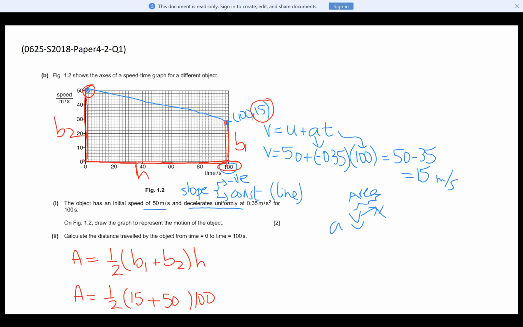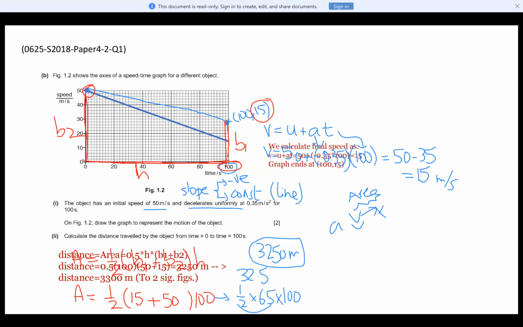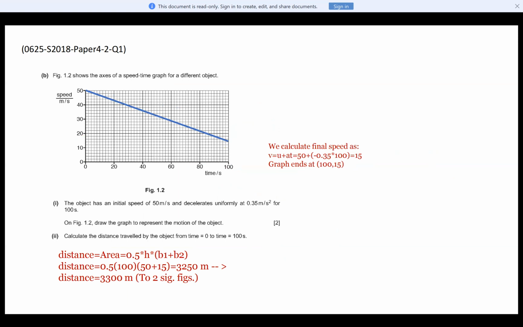So we have half times 65 times 100. This would give us 3250. So the final answer would be 3250 meters. Let's check the written answer and confirm. So the correct answer is 3,250 meters. You can always approximate to two significant figures, and you can write the answer as 3,300, but both of these are correct answers for this question.